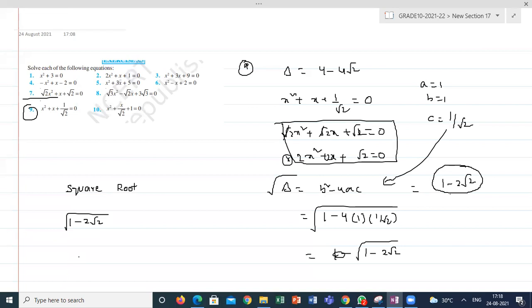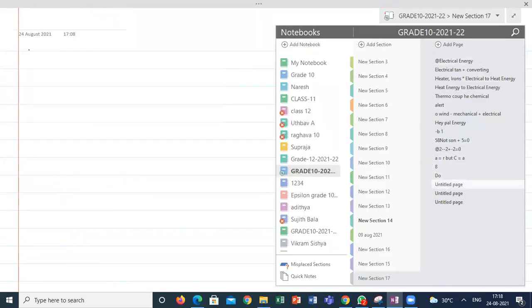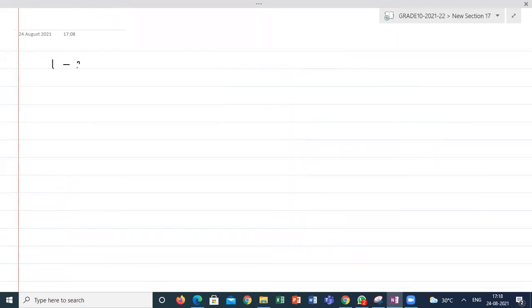How to calculate, guys? Any idea? Anyone? I will give you a method. You can use it as a formula or straight away. The same thing we are using in complex numbers. 1 minus 2 root 2 under the root. Then only you can calculate in terms of complex numbers.